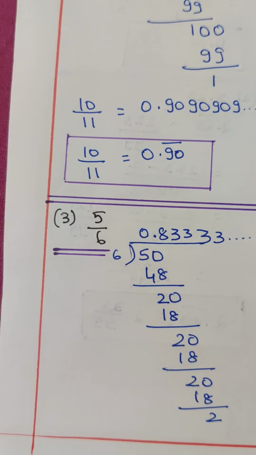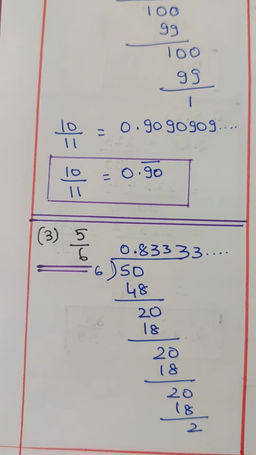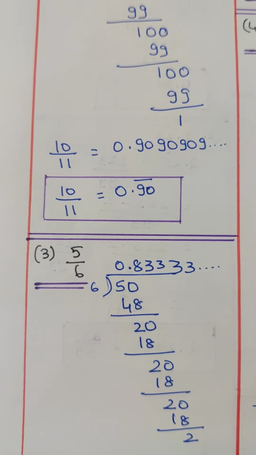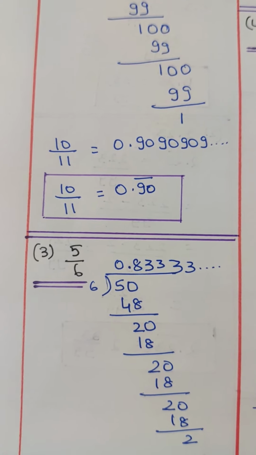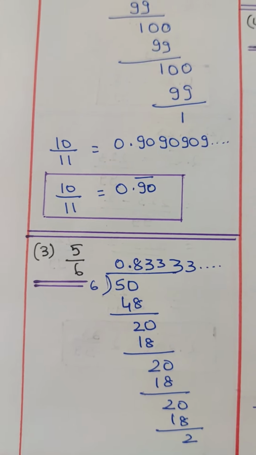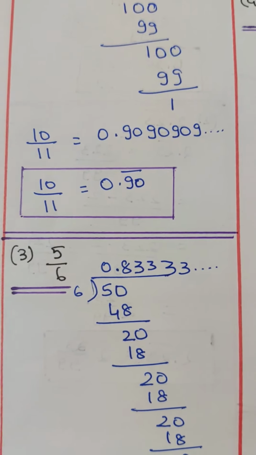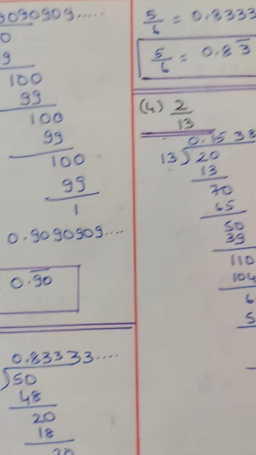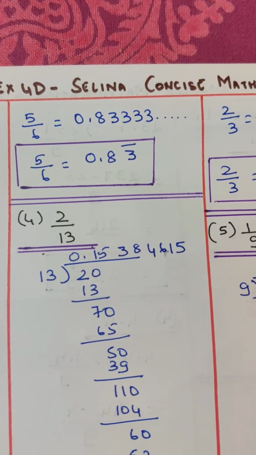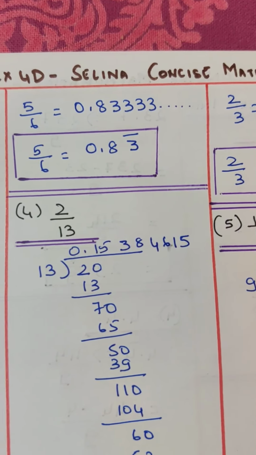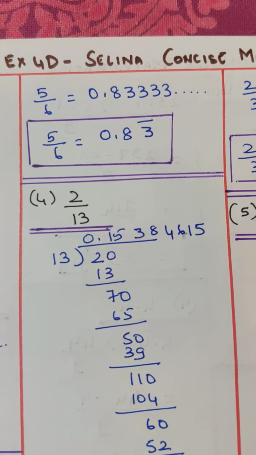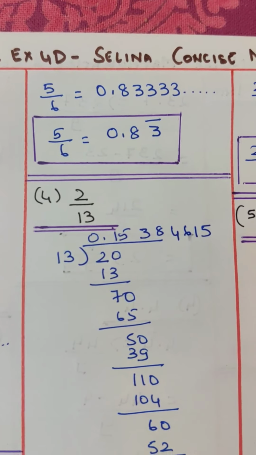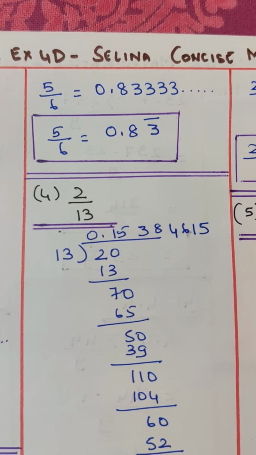Now 5 by 6. Put a point, it becomes 50. 6 8s are 48, and you get 2 as a remainder, and a 0. 6 3s are 18, and again 2 as a remainder. Again 6 3s are 18, and again 2 is the remainder. So this is going to go on infinite times. So 5 by 6 is equal to 0.833333333. So 5 by 6 is equal to 0.8 and I put a bar only on the 3. Since 3 is recurring, 5 by 6 is equal to 0.83 bar.